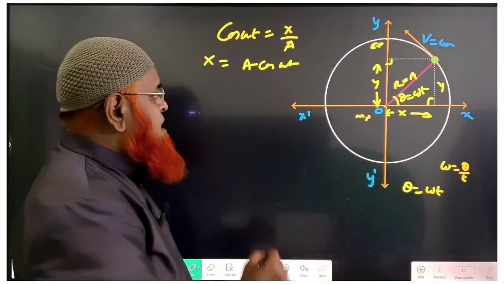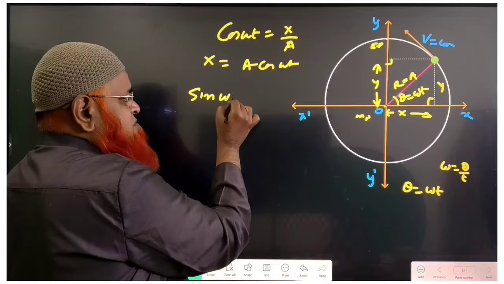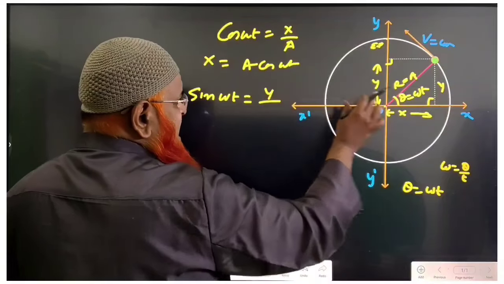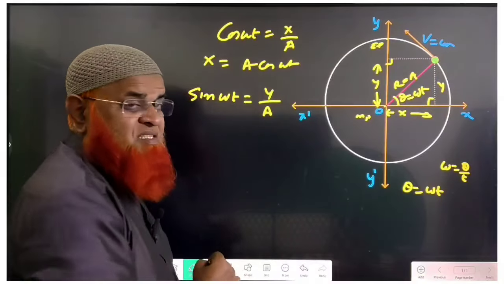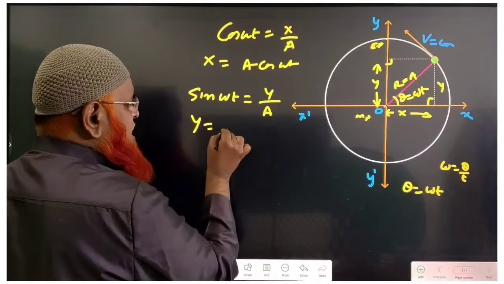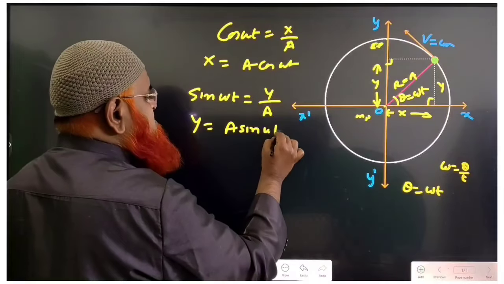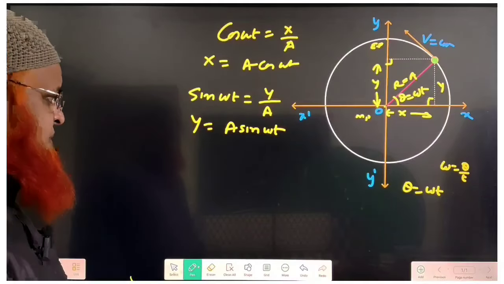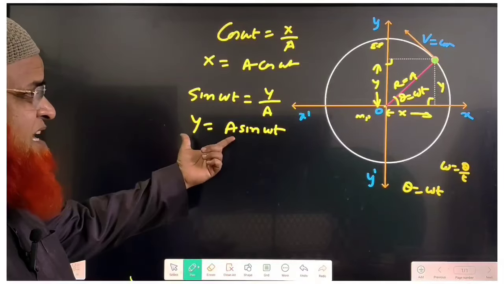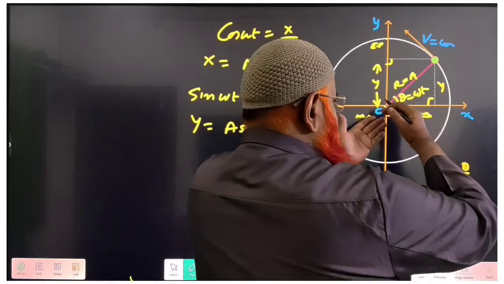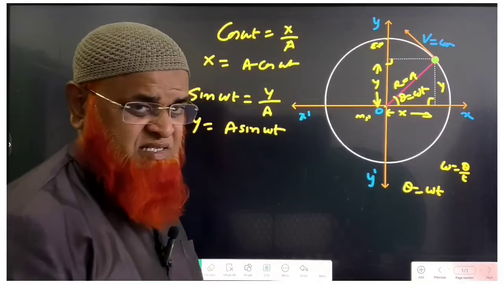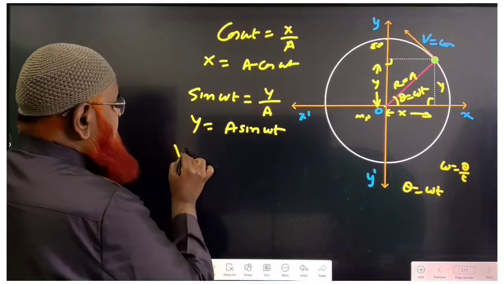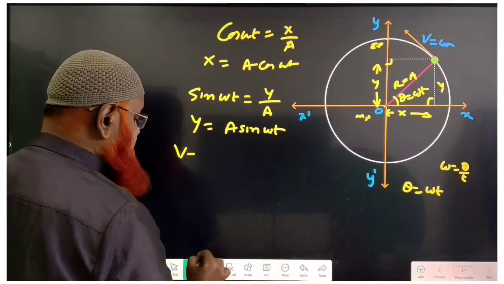Similarly, if you take sine omega t, this sine omega t can be taken as the opposite side, that is y, over the hypotenuse, which is the amplitude, that is A here. So I can write this as y is equal to A sine omega t. Okay. So if y is equal to A sine omega t, we can find out velocity also, because we got displacement along the x-axis and along the y-axis. Then here, for displacement along the y-axis, we can find out the velocity by just differentiating.